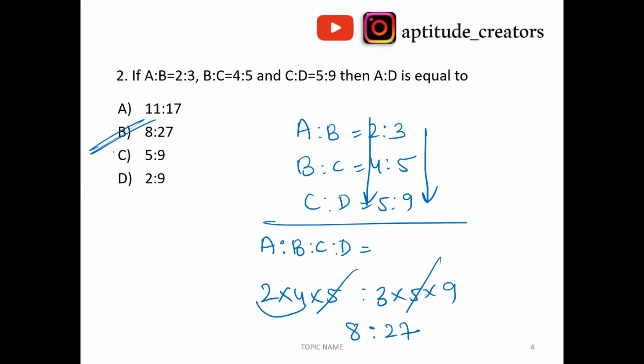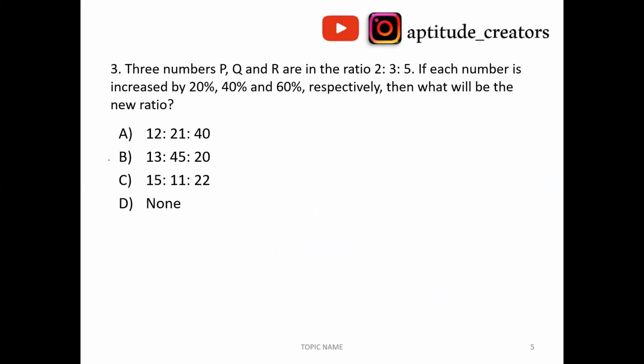No need to go with the entire calculations. The person is not asking what procedure you have approached. Here the person is asking, out of 4 option choices, which one is correct? Yes. That is the reason you have to solve using shortcut methods only, to save your time in the exam. Moving forward to question number 3.